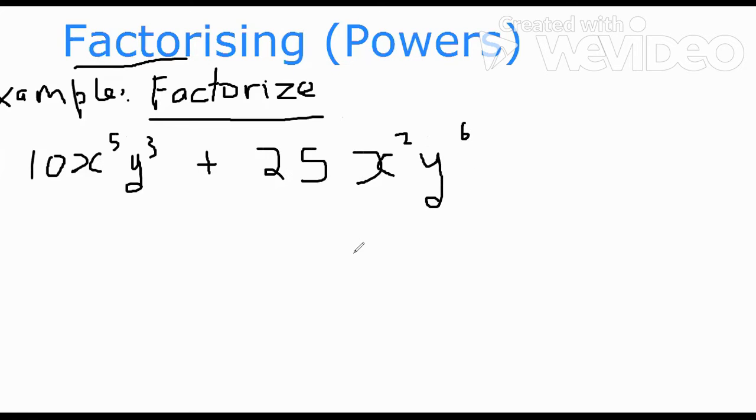Suppose you are asked to do that, right? We notice we have a lot of powers, isn't it true? Now, whenever you're factorizing powers with powers, what do we do? We look for the lower power number. Make a note of that. Look for the lower, very important, the lower power number.